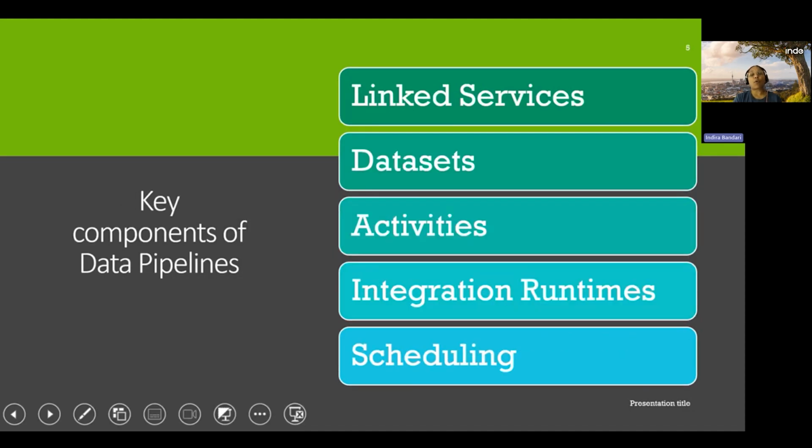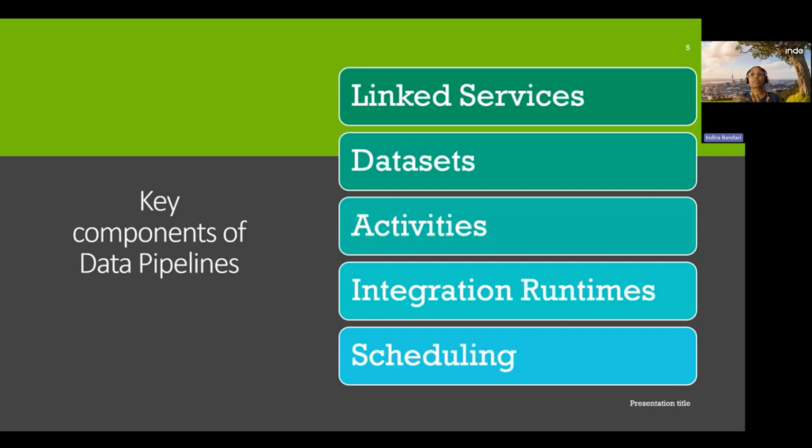Okay, so what are the key components of data pipelines? First thing is, from Fabric we need to connect to data sources. How do we achieve that? First thing is we need to establish the connection to the source. For that, we need linked services.